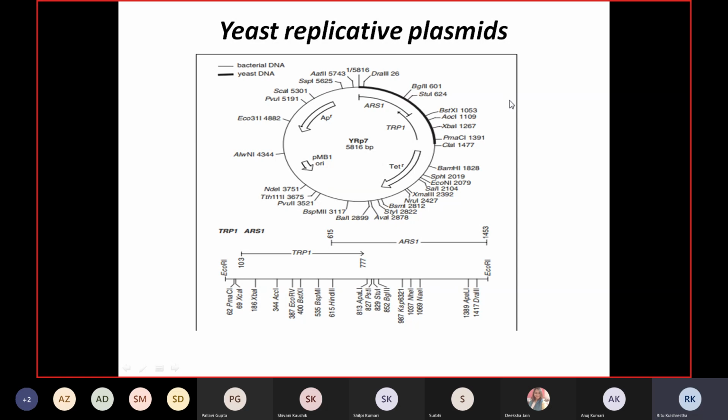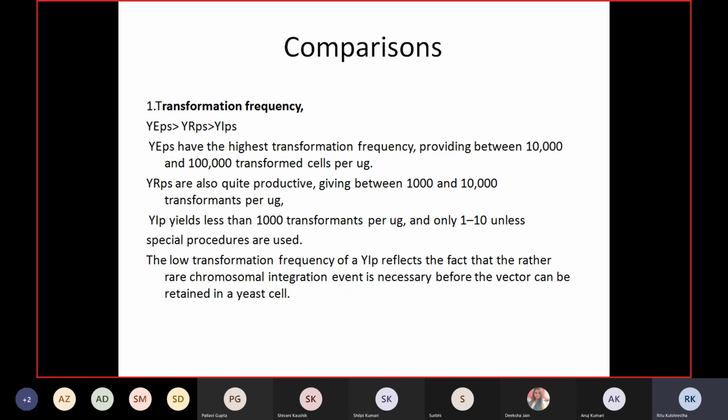They have comparatively much higher copy number as compared to episomal or integrative, but these are also a little bit unstable in nature. Then let me compare these three, and then I'll briefly introduce you to the centromere plasmids. So with respect to the transformation frequency, the episomal plasmids have the best transformation efficiency as compared to replicative or integrative ones. Why is the transformation efficiency of YIPs extremely low? Because of the basic fact that they are totally dependent on integration into the yeast chromosome.